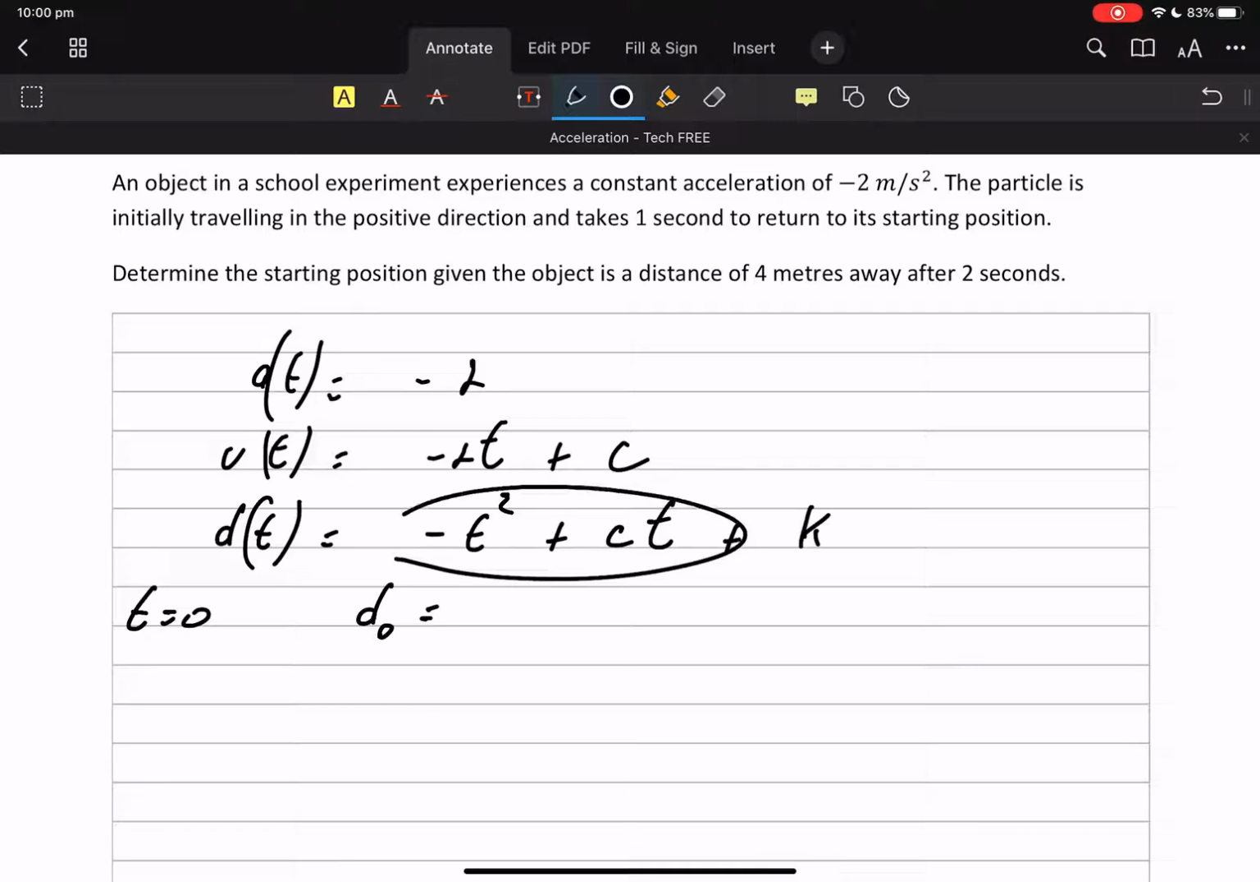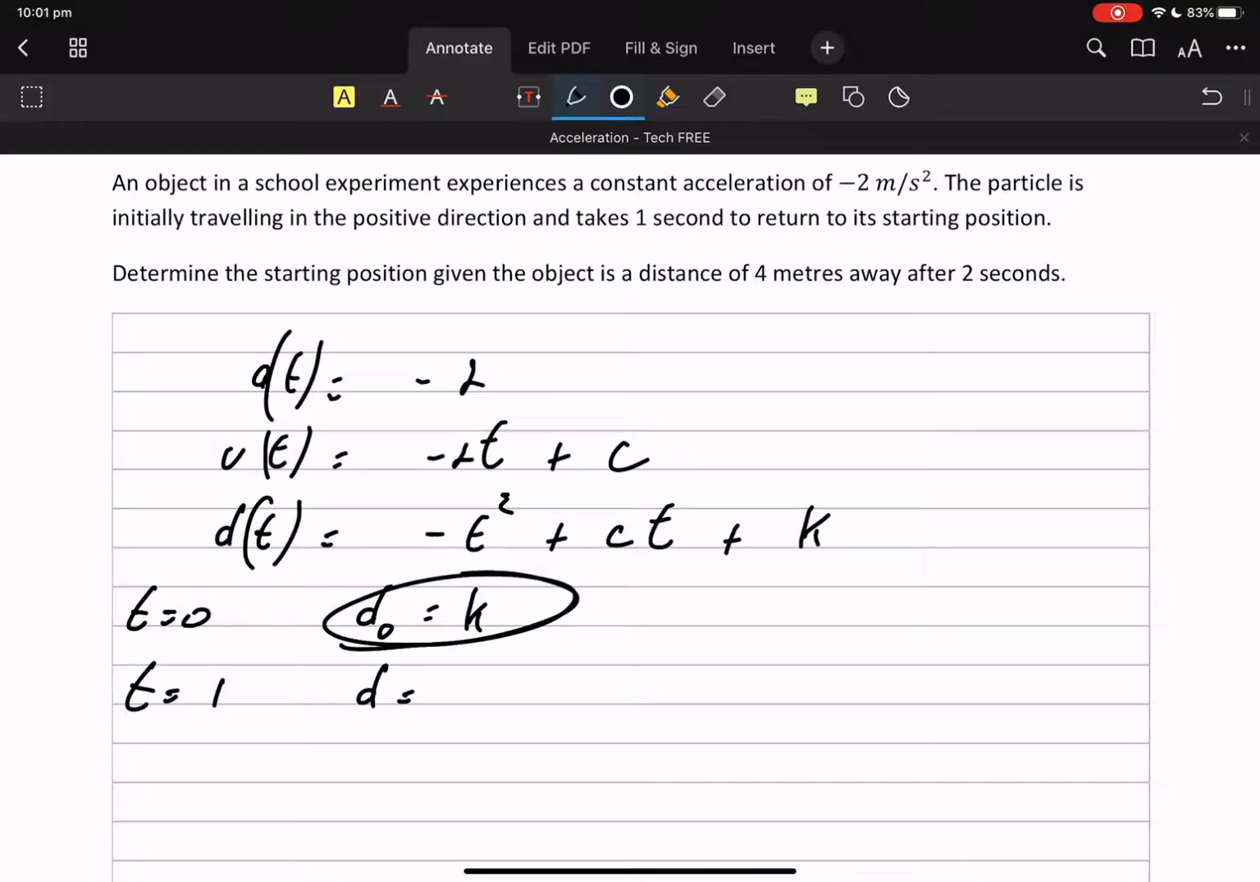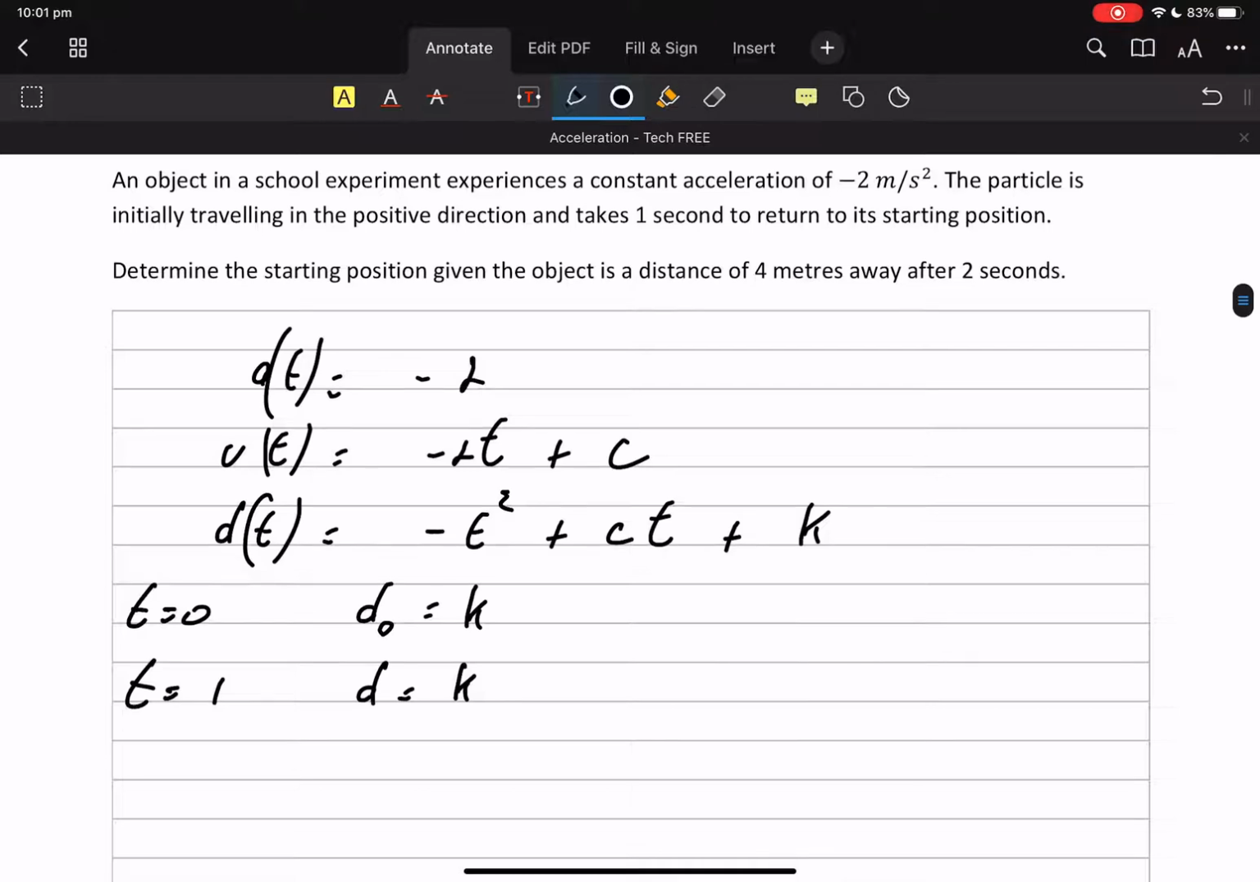And when I set t equal to 0, I get that equal to k. So k is actually our initial displacement when t equals 0. We're not really going to do too much with that, but we're going to leave that there. And we do know that when t equals 1, my displacement returns to the same place where it started, which is d naught, which is k. So after t equals 1, my displacement is back to k. I don't know what it is, but I'm back to where I started.